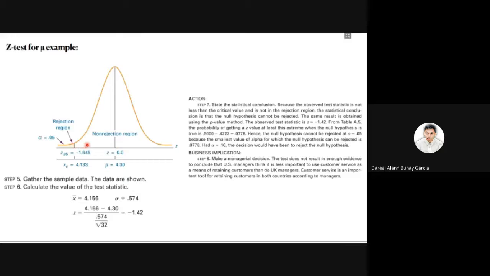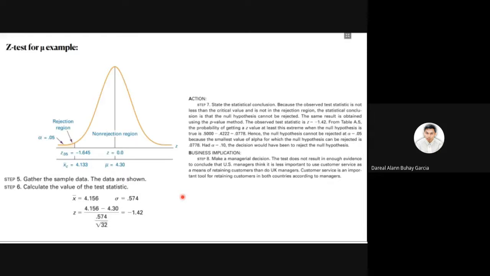It's after negative 1.645. So it's inside the non-rejection region. So, step 7: what is our statistical conclusion? Because the observed test statistic, negative 1.42, is not less than the critical value and is not in the rejection region, the statistical conclusion is that the null hypothesis is not rejected, cannot be rejected, or we fail to reject our null hypothesis.